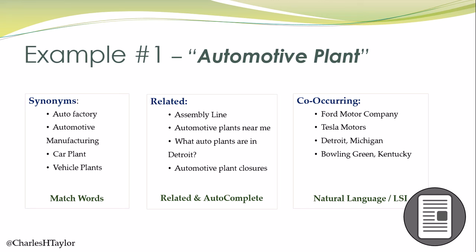And the third bucket, and this is where Google's really been making some strides lately, is in the co-occurring terms. These are words that, if used by themselves, wouldn't mean anything, but when used in conjunction with the search query words, start giving you a much greater depth and breadth of the subject. So for example, if I say plant and then I say Ford Motor Company, Tesla Motors, Detroit, Michigan, or Bowling Green, Kentucky, you know I'm referring to an automotive plant. And I didn't have to use any of the synonyms or any of the related terms. And this is what Google's doing as well.